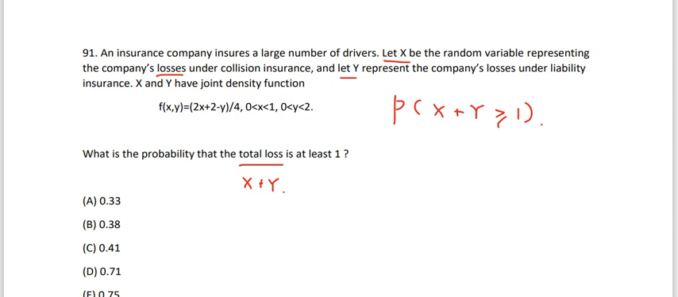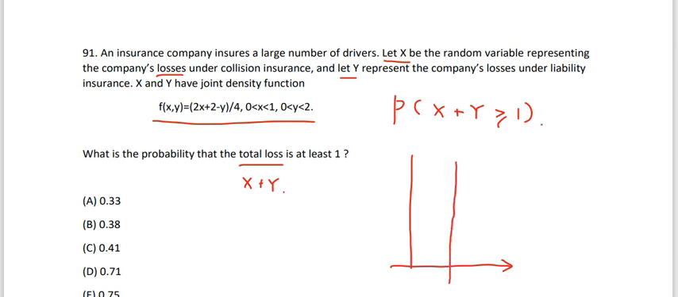So what is the range for X and Y? X is between 0 and 1, and Y is from 0 to 2. So the range is just like a rectangle. We want to find X plus Y at least 1.